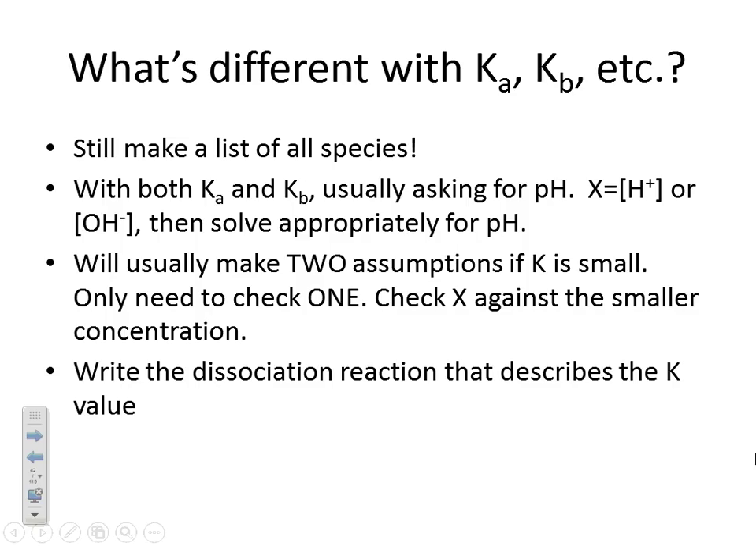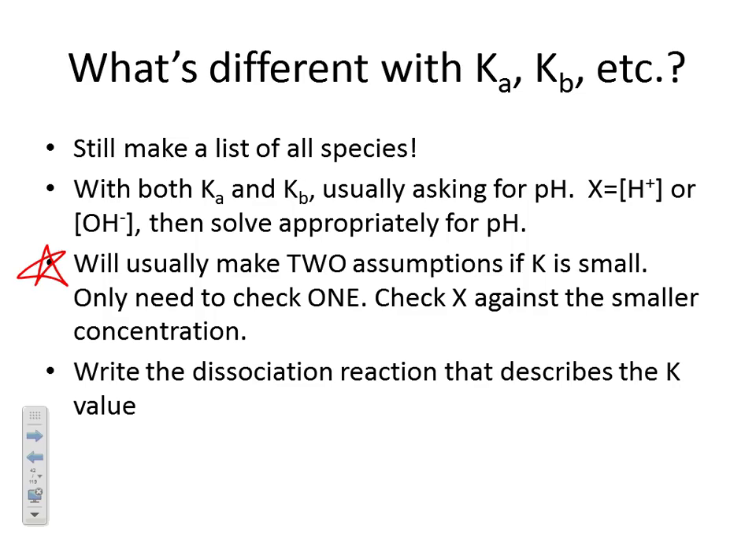With both Ka and Kb, the problem is usually asking for pH. X is going to be H plus concentration or hydroxide concentration. So, solve for x and then do your pH calculations as needed. Now, typically in Ka and Kb problems, because I did a Ksp problem, you're usually going to be making two assumptions, one for the reactant and one for the product. With Ksp, I didn't have to make an assumption for the reactant because the reactant was a solid, so it wasn't a part of the equilibrium expression.